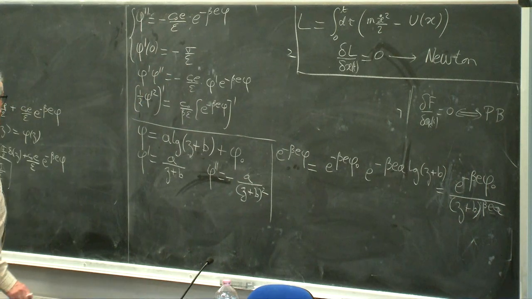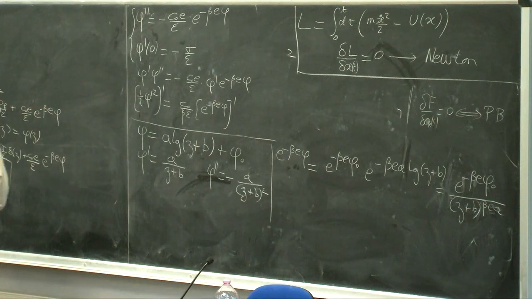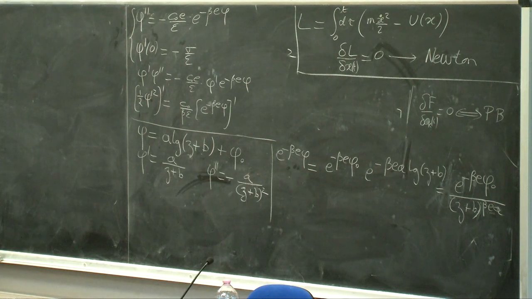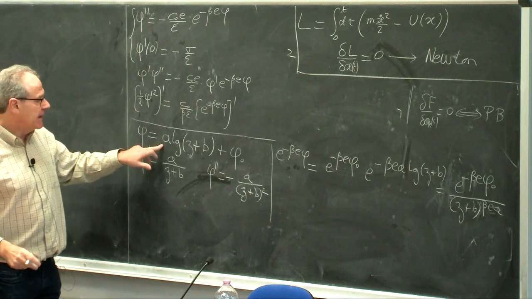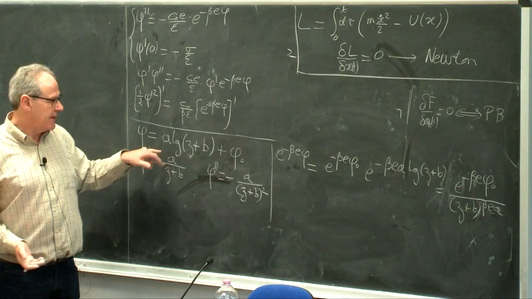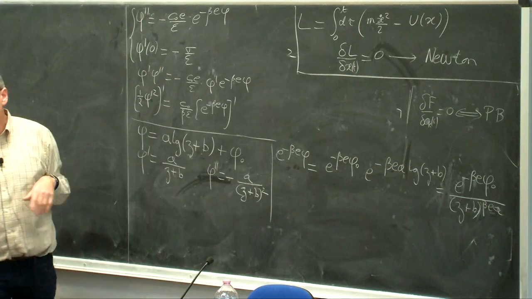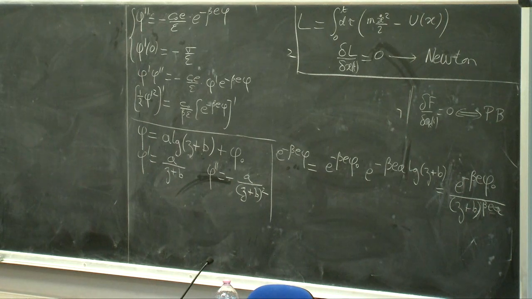So if you want to identify phi second with this equation, then you must have beta e a equals 2, which means that, so I try this, so I have to determine three parameters, A, B, and phi 0. And I have to adjust them in such a way that with the correct parameters A, B, phi 0, they will satisfy the correct Poisson-Boltzmann equation. So beta e a equals 2, which means A equals 2 over beta e.